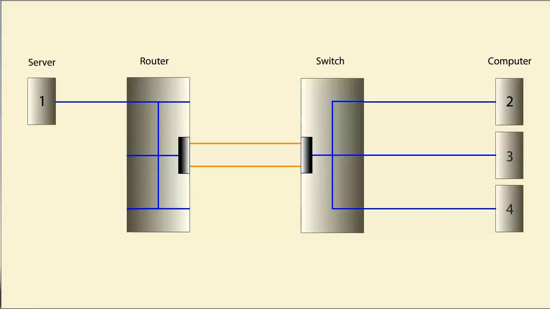To start out with, we have a server shown in the drawing, and it's hooked up with the blue representing a copper connection to a router. The router has an optical transceiver, and the orange lines represent optical fiber. At some distance from the router, we have a switch, and we go back to copper lines that go out to 3 computers. Now we'll take a look at what it looks like as we put a packet through this network.